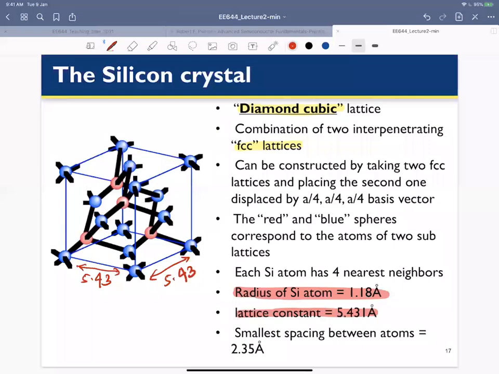Okay. Any questions here? Did you understand? Is it clear? Sir, yes, Shruti. So the smallest spacing is smaller than 2 times the radius. So what does it mean actually? Smaller than 2 times the radius. Okay. The smallest spacing is this one, right? As I told you, the lattice constant is 5.43 angstrom, but this is the smallest spacing, between these two atoms, right? So it is not the distance between centers of two atoms.